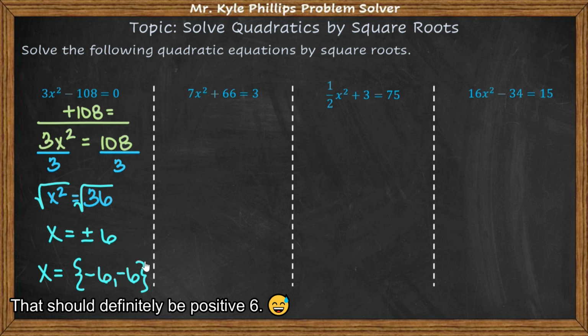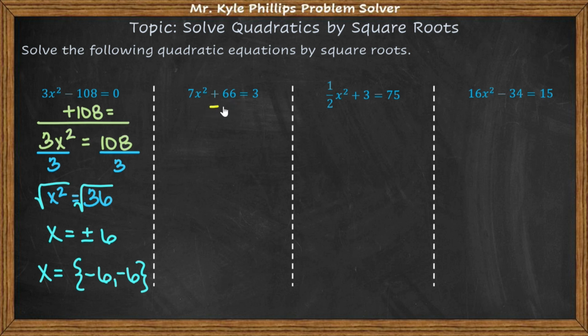Now, both of these are acceptable ways to answer. It's really just going to depend on your teacher. All right? Here, same thing. They're adding 66, so we will minus 66. So here we have 7x squared equals negative 63. And then we will divide by 7.